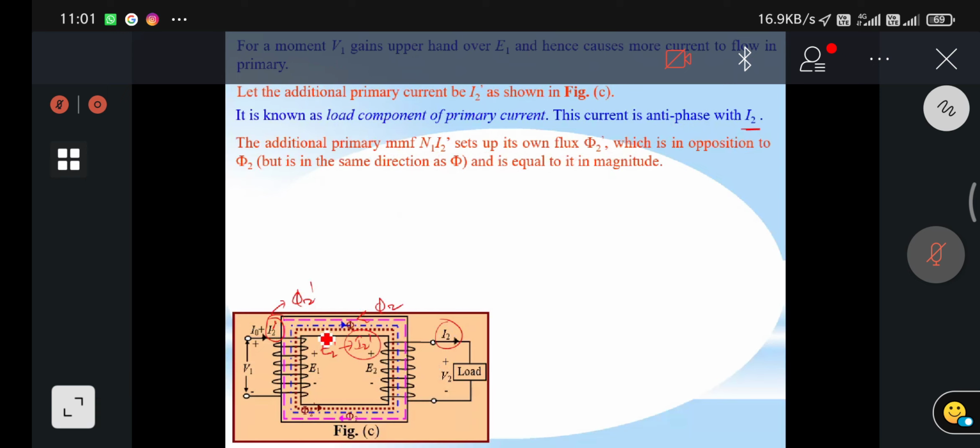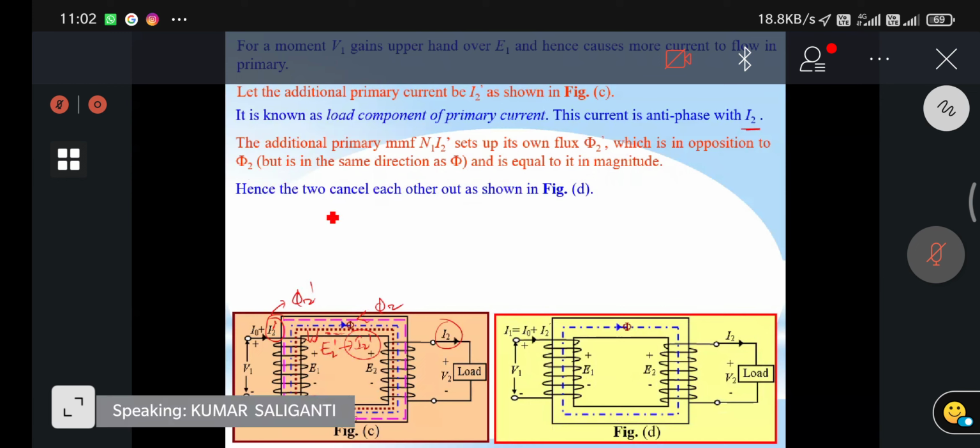Now you can observe here, this is the Φ2 dash direction. These dotted lines below are Φ2 dash, which is in opposition to the Φ2 but in the same direction as the Φ. So these thick red dotted lines are Φ2 dash, and equal to it in magnitude. Hence the two cancel each other out as shown in figure D.